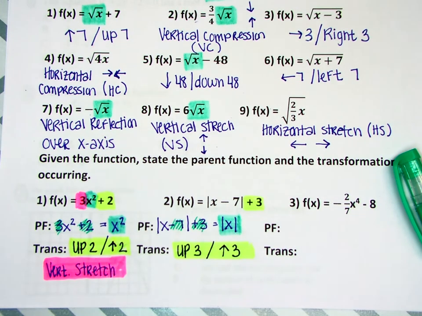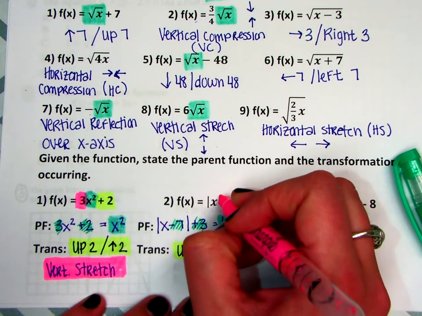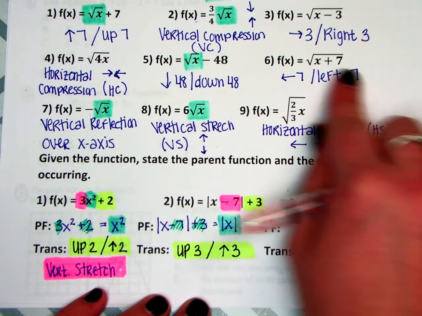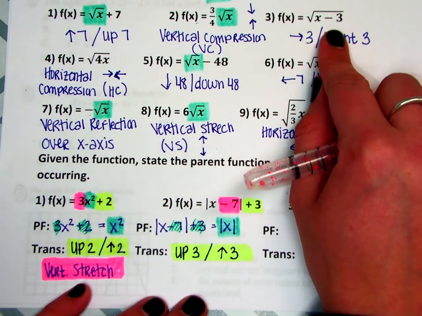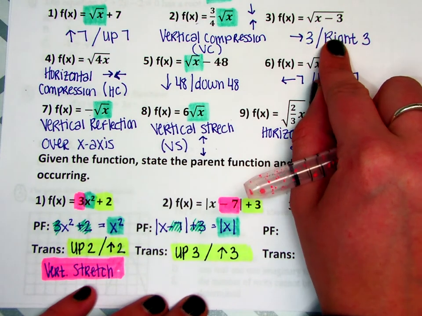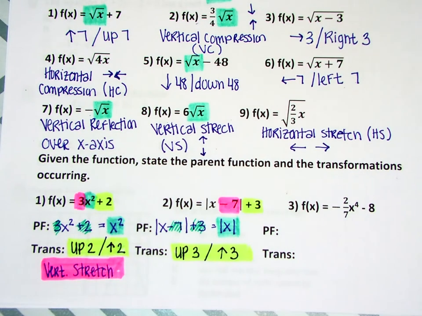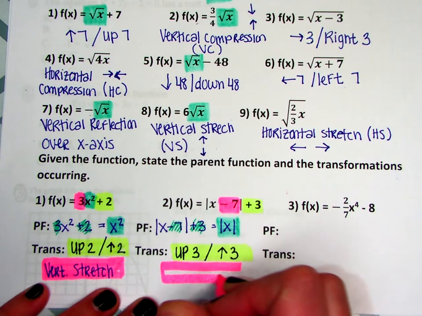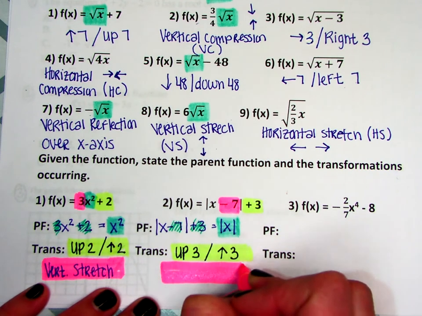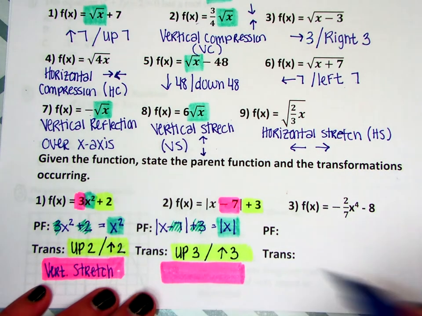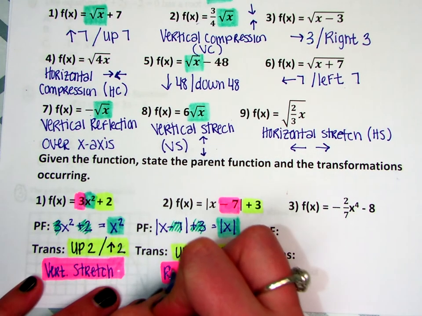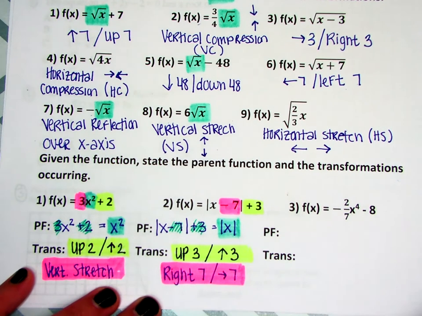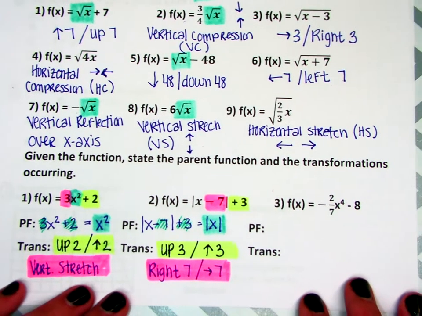Then you have minus 7. Now again, this is inside of your absolute value. So if I'm looking for an example, I'm going to go up here and I see a minus 3. Remember, inside is opposite, so it's actually going to the right 7. So this function is going up 3 and then shifting to the right 7. Or you can use the arrow. Okay, let's try the next one.